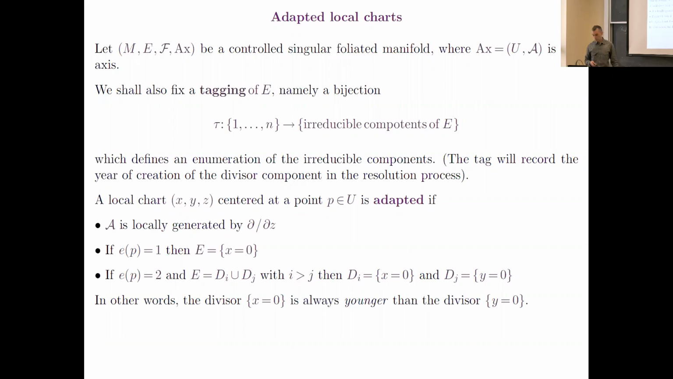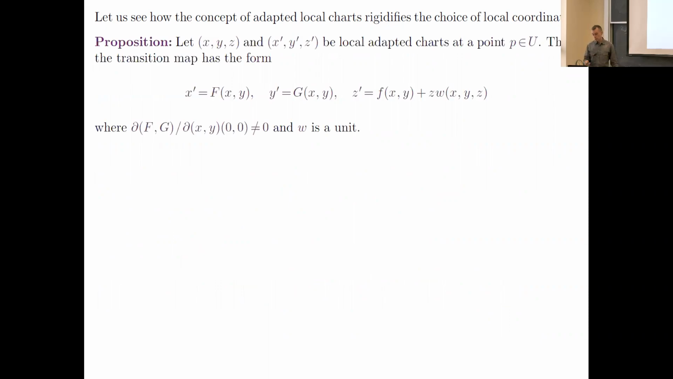Okay, so this is the definition of adapted chart. I claim that when you ask all these conditions, you have something which is quite rigid, in the sense that if you write the system of a coordinate change between two adapted local charts, it has to have this form here.